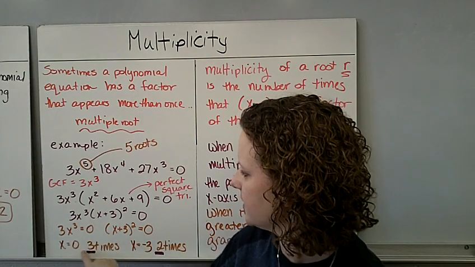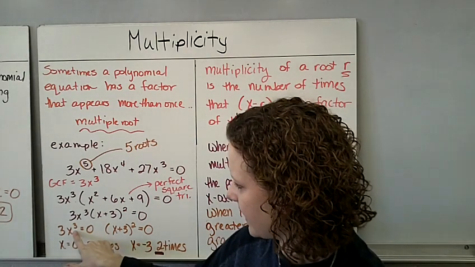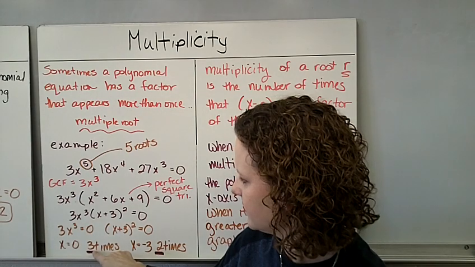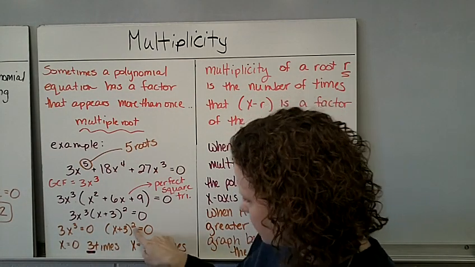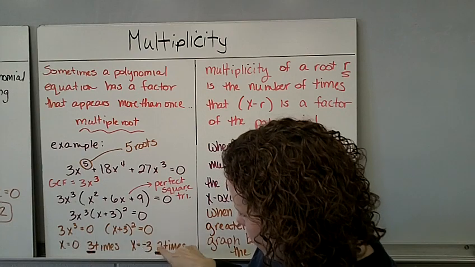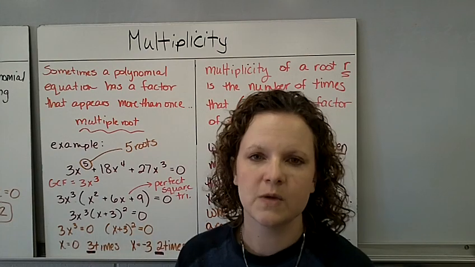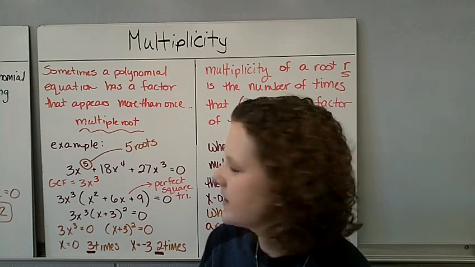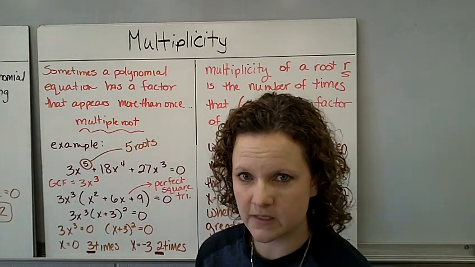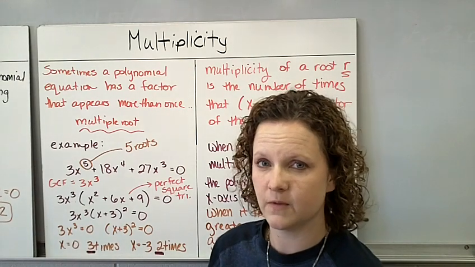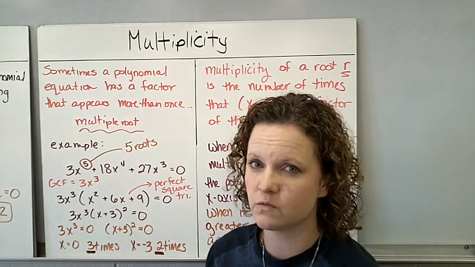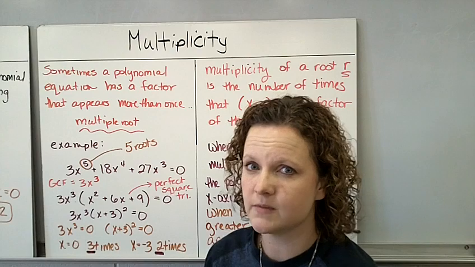Solving, I have x equals 0 3 times, x to the third 3 times. X equals negative 3 2 times, x plus 3 quantity squared 2 times. So I have multiplicities there. X equals 0 with a multiplicity of 3, and x equals negative 3 with a multiplicity of 2. That means those roots occur 3 times and 2 times.